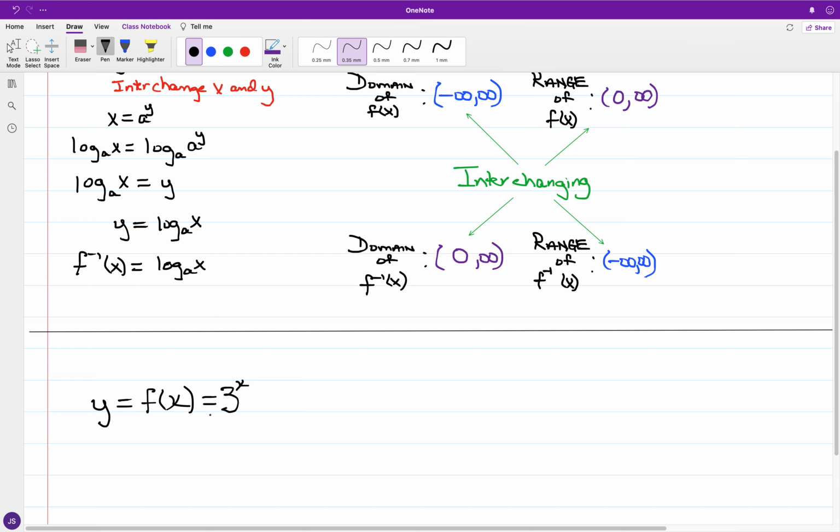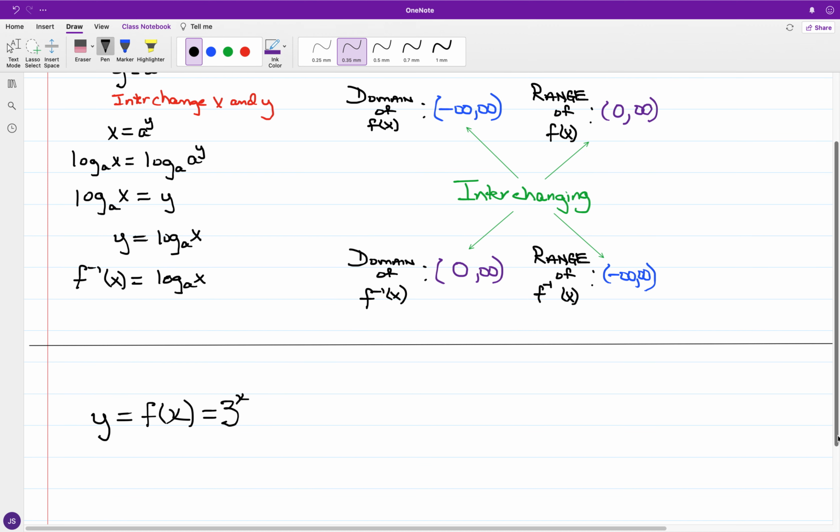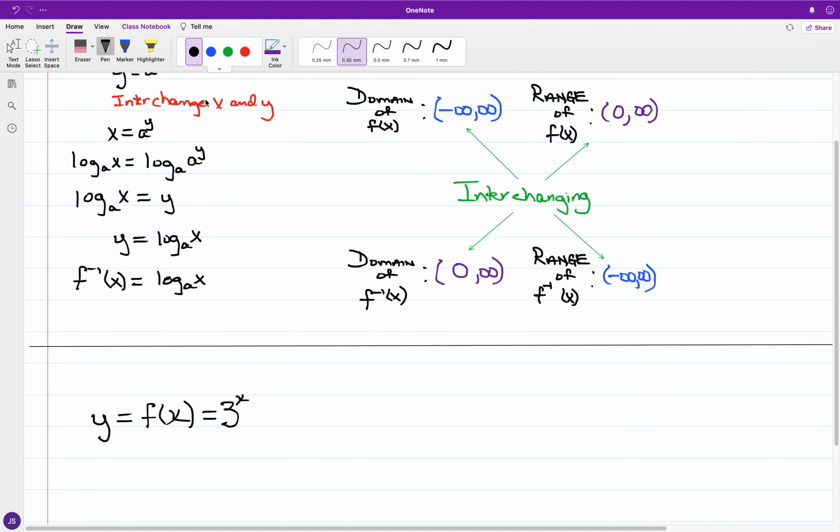Now for this function, let's go ahead and state the domain. For the domain, we have x in the exponent position as 3 to the x. X could be any negative, 0, or positive real value. And so the domain is the set of all real numbers.